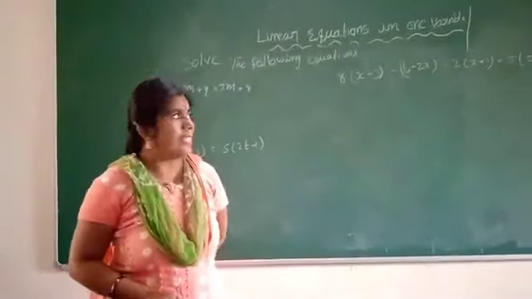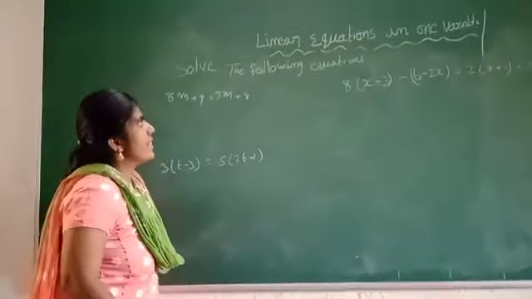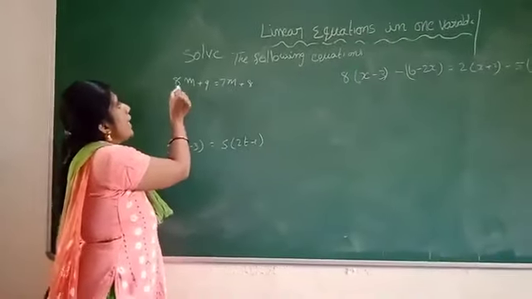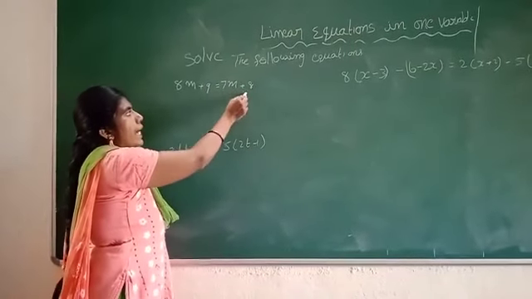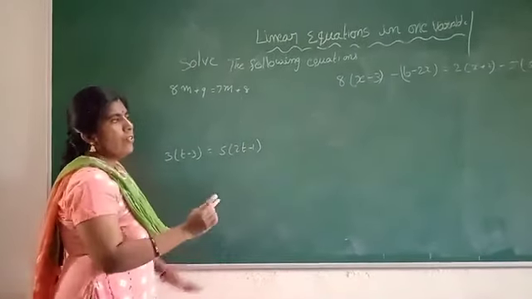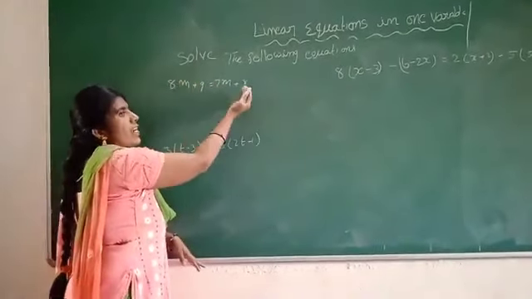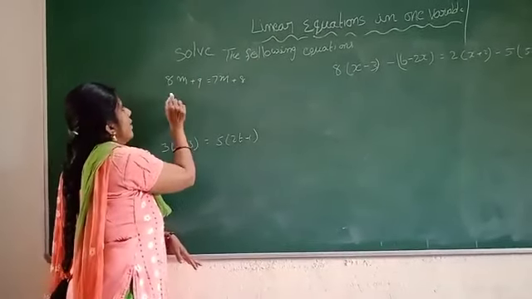Children, next exercise 2.3. Solve the following equations. First equation: 8m plus 9 equal to 7m plus 8. Okay. First you divide the variables on one side and constants on one side. You change so that variables are on one side and constants on one side.